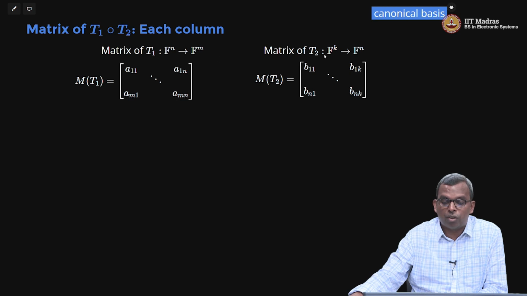Like I mentioned, the basis of Fn needs to match with the basis of Fn in general on these two guys, but anyway, we are going to pick canonical basis throughout. So, these basis issues won't come for us. Okay. Now, how do I think of the matrix of T1 composed with T2?